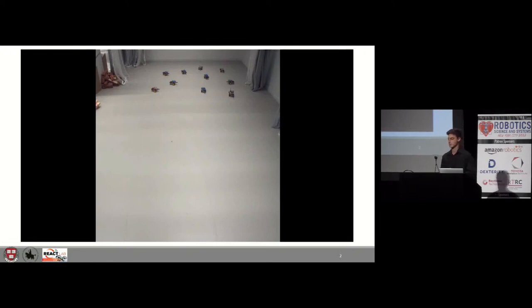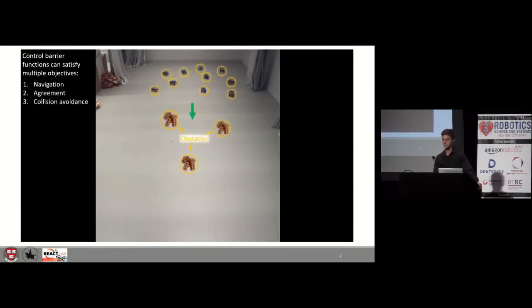Robot teams satisfying multiple objectives is a common but important problem. Control barrier functions are formulated as an optimization problem that takes these different objectives as constraints and looks to find a control vector that satisfies all of them. As an example, I will put our methods into the context of a flocking problem, where different objectives are to navigate across an environment, agree on a heading direction to move, while also avoiding collisions and maintaining a resilient formation.